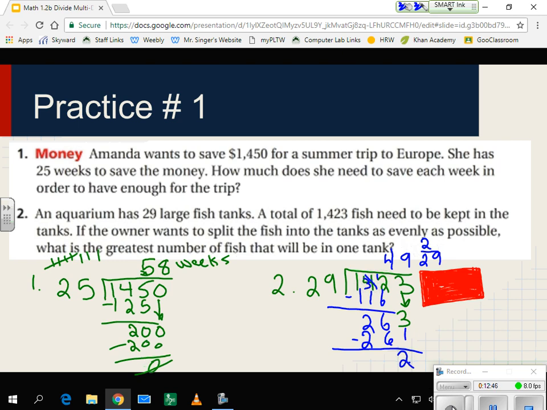So the question says, if the owner wants to split the fish into the tanks evenly, what's the greatest number of fish that will be in one tank? Well, you may say 49 and 2 29ths, but because there's a little extra, you may say your answer is either 49 or 50 fish. This is the exact answer. This is the realistic answer. So I was looking for the 49 and 2 29ths. If you had 49 or 50, I guess I can see where you came up with that.